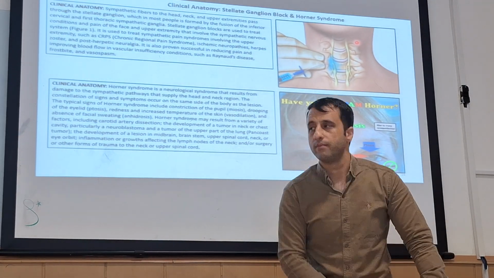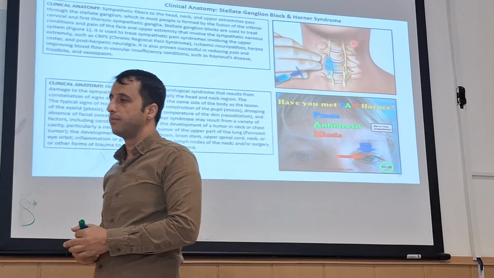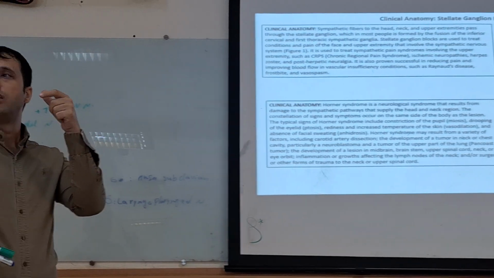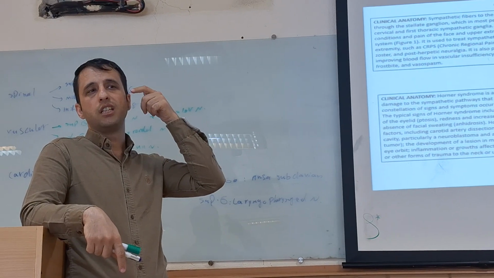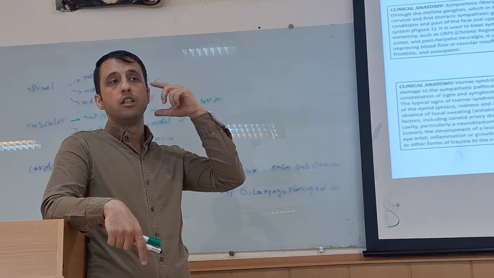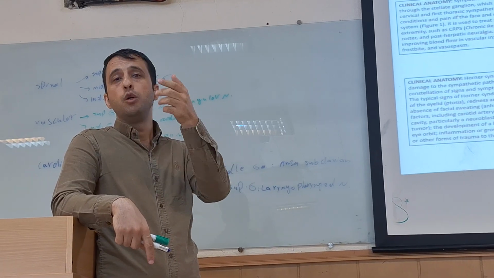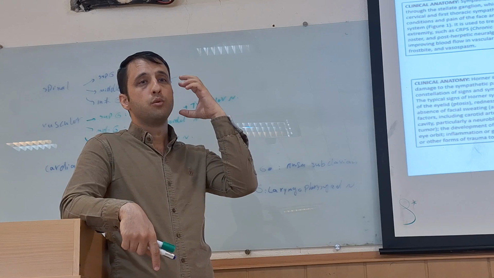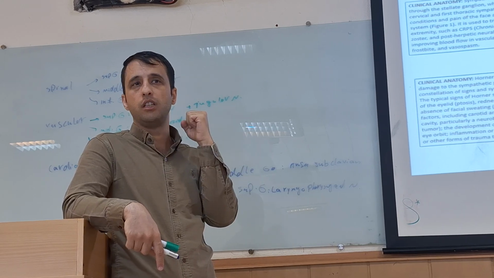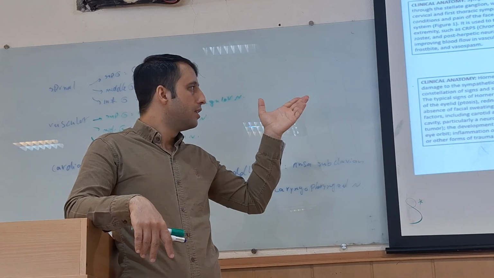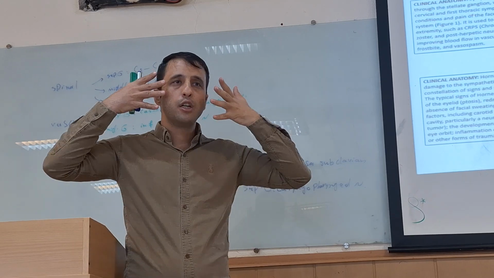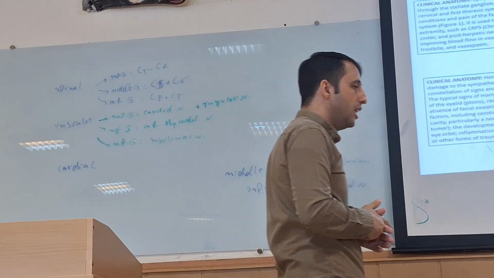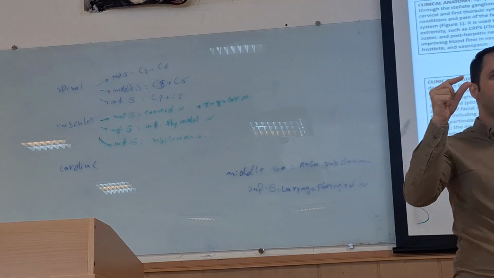Horner syndrome. What is Horner syndrome? Horner syndrome is any damage to the cervical ganglion, especially the superior cervical ganglion, or any damage to the fibers which are derived from the superior and middle cervical ganglion. You know that this sympathetic fiber arrives to another part. Okay? Horner syndrome is related to the damage of the fibers.